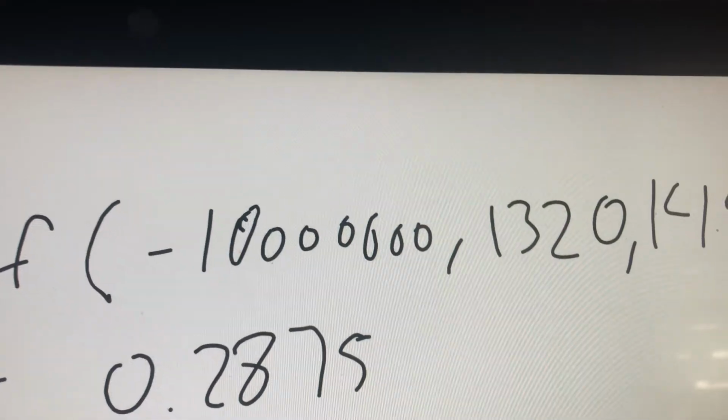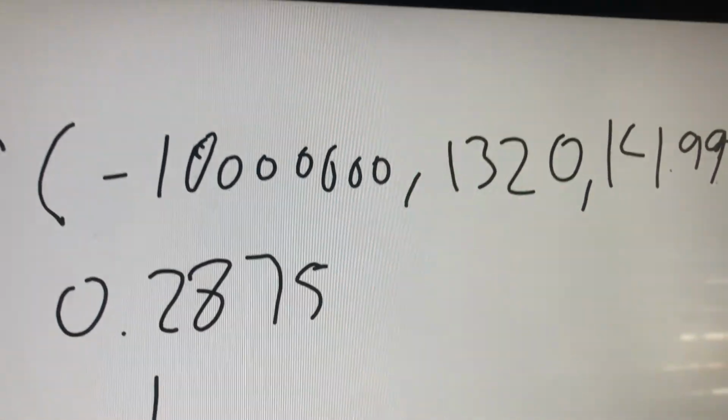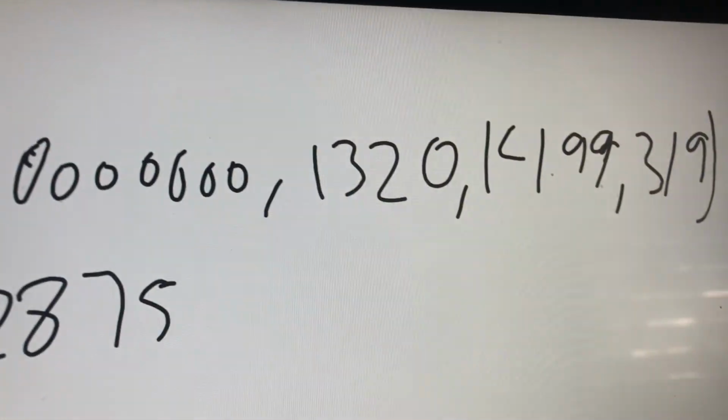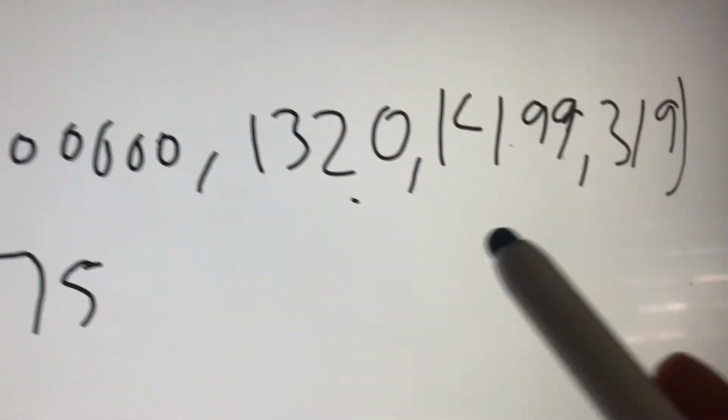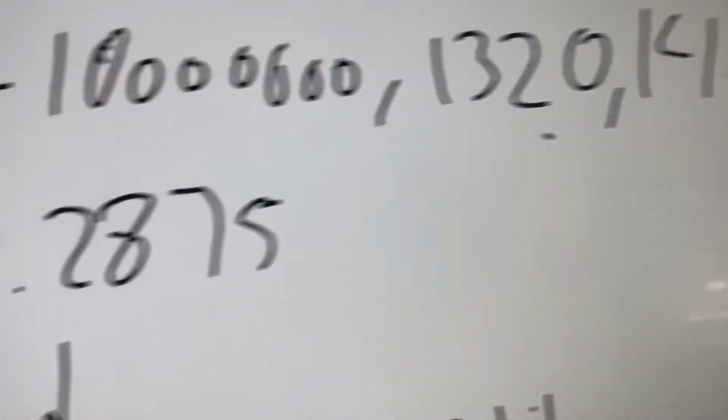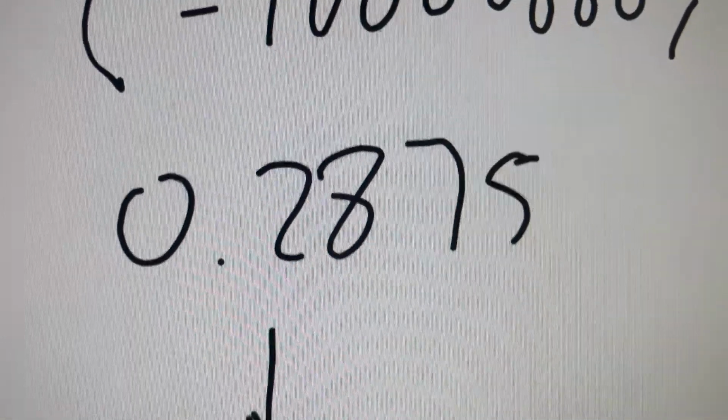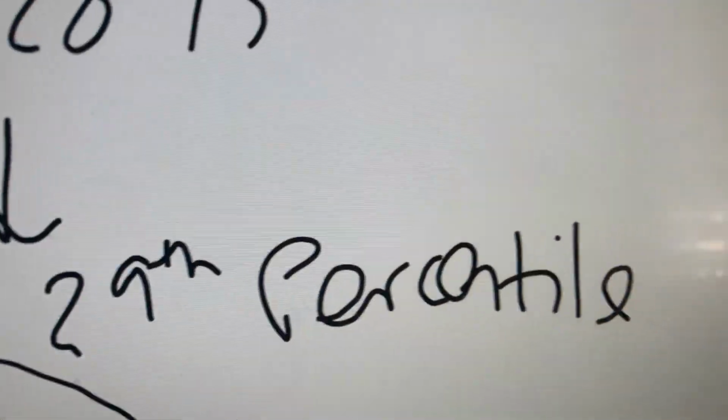And then we do a very small number, basically like the minimum, since we want 1320 and less than that. We get this number, 0.2875. So that says she's in the 29th percentile.